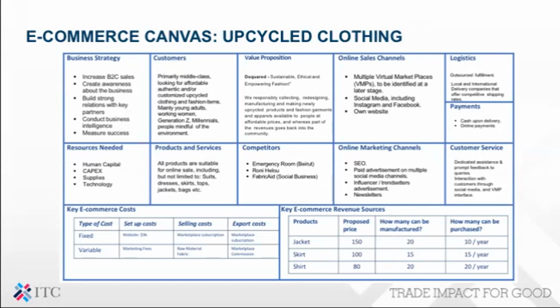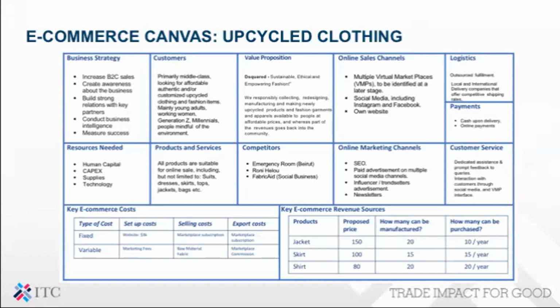For the customers, they thought about Generation Z and millennials, mainly women aged between 18 and 50, for example. For the value proposition, they thought about sustainable, ethical, and empowering fashion. It's not just about looking good, it's also about having a sustainable product that takes care of the environment, because when you're doing upcycling, you're reducing the waste going to landfills. You take those clothes, refurbish them, turn them into something new, and sell them at an affordable price. This is why they said we will have sustainable, ethical, empowering fashion.